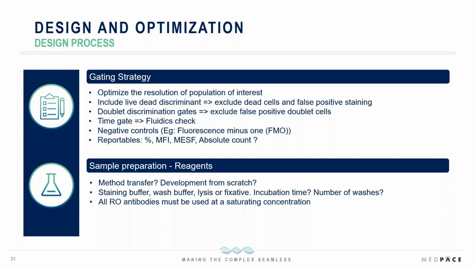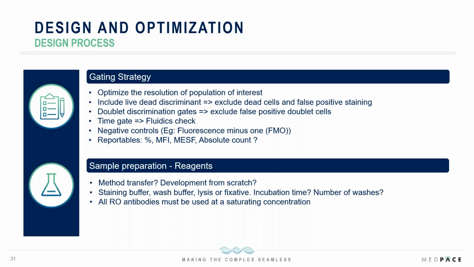So just some tips, if I can say that. It's really good to include a live dead dye in order to exclude the dead cells, just to exclude false positive staining. It's good as well to exclude the doublets, so to have a doublet discrimination dot plot. Including a time gate is very useful to control the fluidics consistency during the acquisition. Having a negative control is very useful to confirm the positivity of your signal.